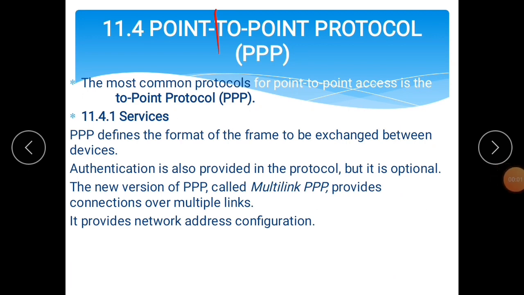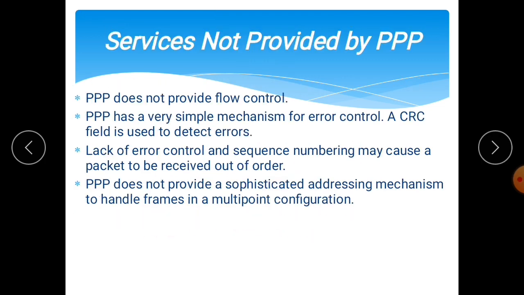The next protocol we are going to discuss is the point-to-point protocol, or PPP. This is basically designed for point-to-point access. First we will see what services are provided by this protocol. It defines the format for frames exchanged between devices. Authentication is provided in this protocol, but it is optional. There is a new version of PPP called multi-link PPP, which provides connection over multiple links. It also provides network address configuration.